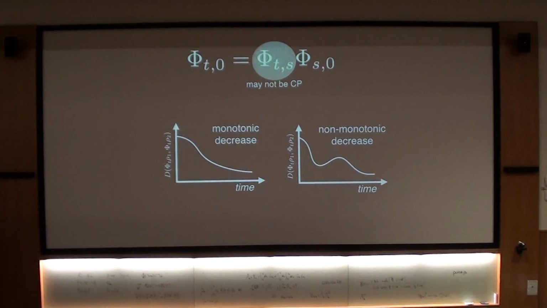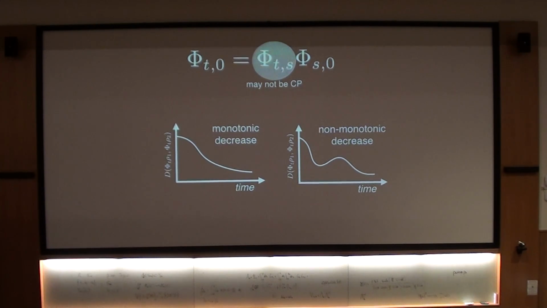So this is a way of saying that information has been lost. However, if I look at the propagator, the intermediate map, the propagator may not be completely positive. So what happens is that I can have two different scenarios.